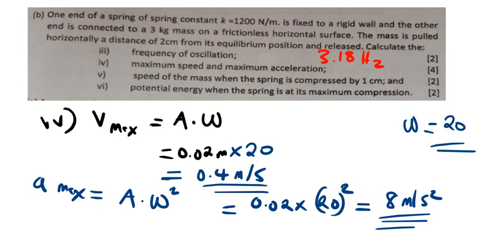So those are the two answers for this one. The speed max is 0.4. The acceleration max is 8 meters per square second.